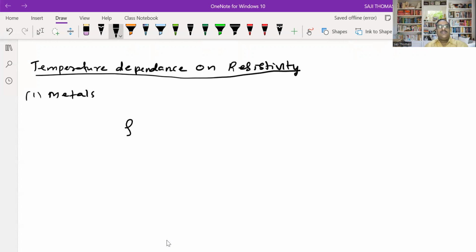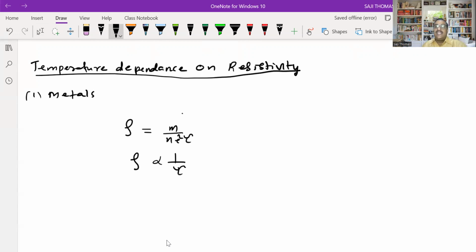So, what is the equation for resistivity? Rho equals m divided by n e square tau. So this resistivity is inversely proportional to tau, this relaxation time.